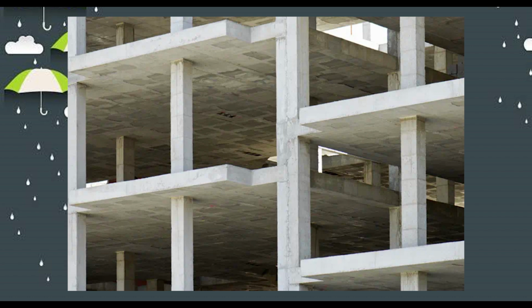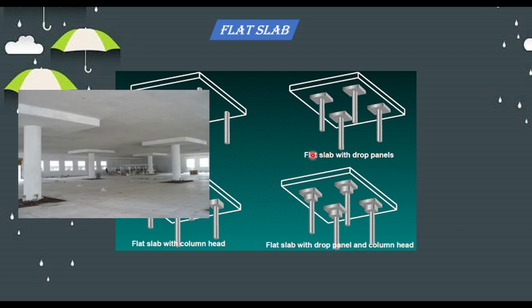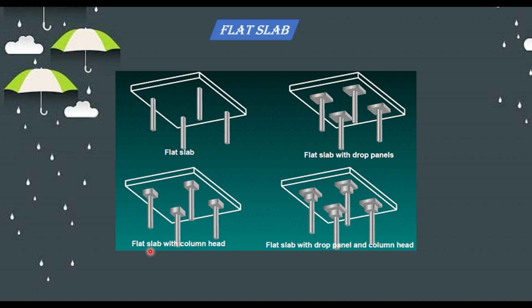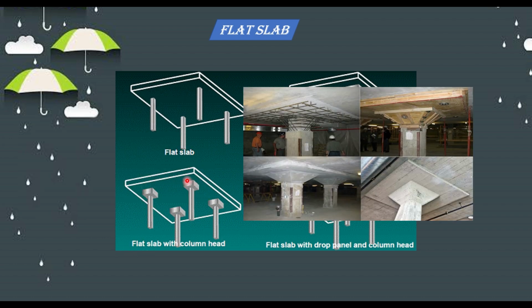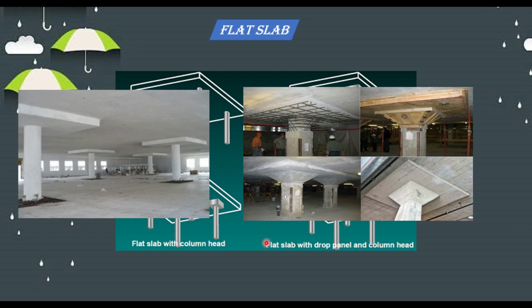In order to reduce the thickness of the slab, you can have the remaining three situations, where you have flat slab with drop panels. That is, you provide drop panels in areas where there is a tendency for punching shear effect on the slab, that is at the location of the columns. Then you can also have flat slab with column head. This is an example of a column head. A column head is much smaller compared to the drop panels. Then in some other configurations, you can have a connection with both drop panels and column head.